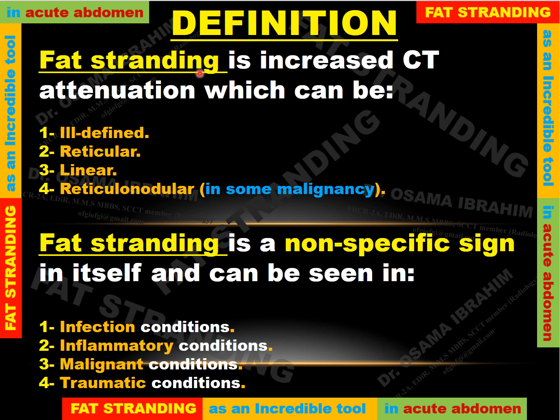Definition of fat stranding. Fat stranding is increased CT attenuation, which can be ill-defined, reticular, linear, or reticulonodular in some malignancy. Fat stranding is a non-specific sign in itself and can be seen in infectious conditions, inflammatory conditions, malignant conditions, or traumatic conditions.